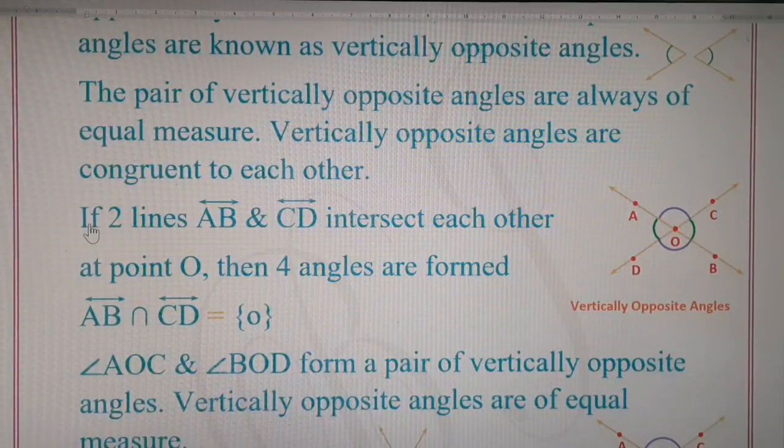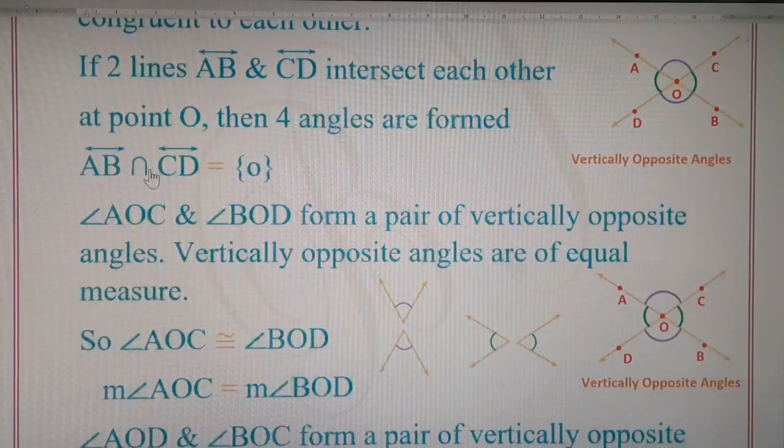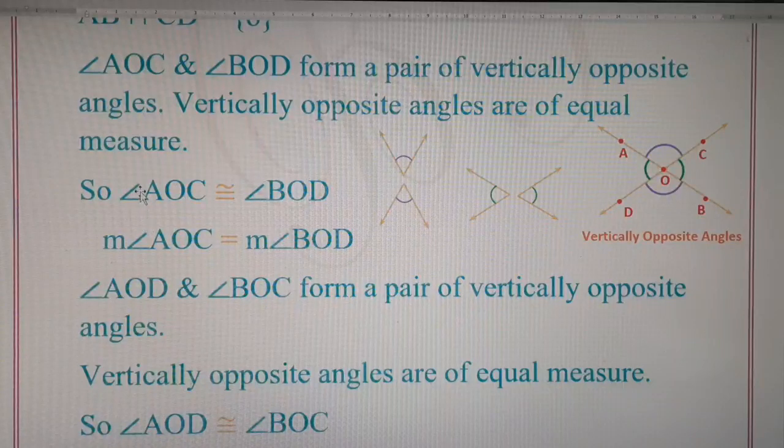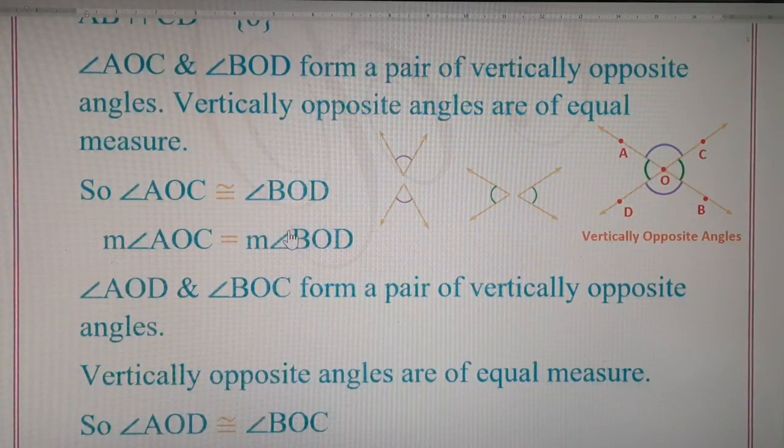So here I have written down the statement. If two lines, line AB and line CD, intersect each other at point O, then four angles are formed, and these four angles will form two pair of vertically opposite angles. Angle AOC and angle BOD form a pair of vertically opposite angles. Vertically opposite angles are of equal measure. So we can say angle AOC is congruent to angle BOD. So their measures will be equal. If angles are congruent, their measures are equal. So we can say measure angle AOC is equal to measure angle BOD.